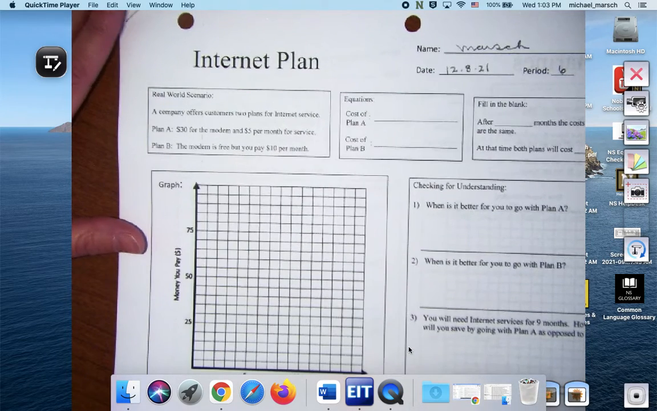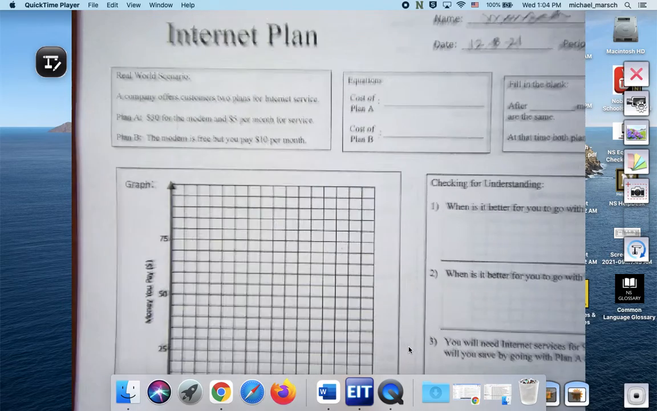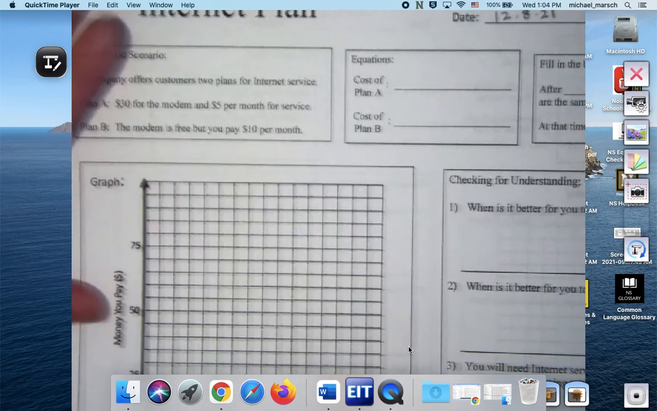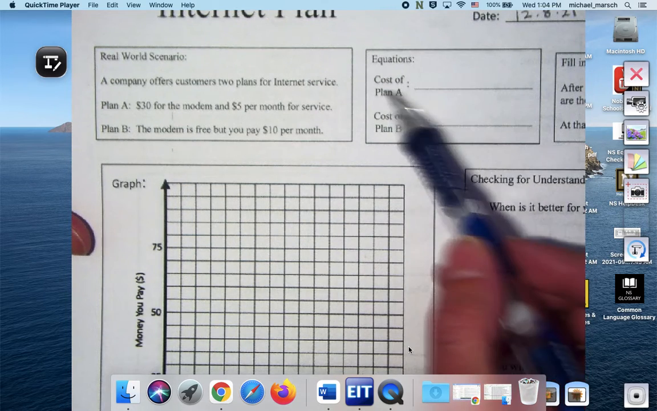Okay, so we have a company that offers their customers 2 plans for internet service. Plan A is $30 for the modem and $5 per month for the service. Plan B, the modem is free, but you pay $10 per month. This is really good pricing, number one. Anyway, okay, so cost of Plan A.